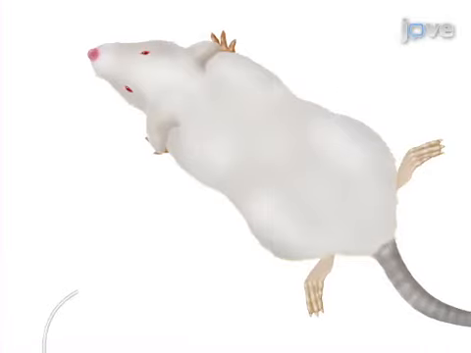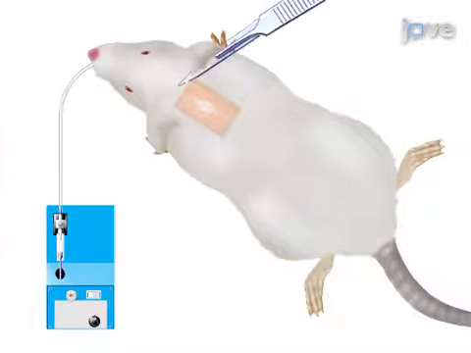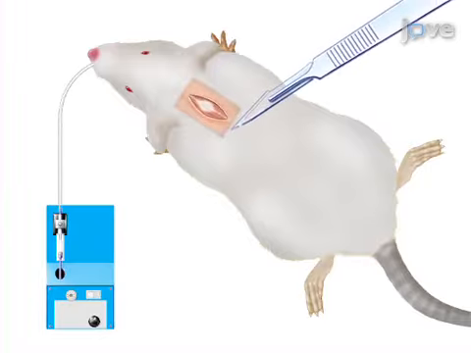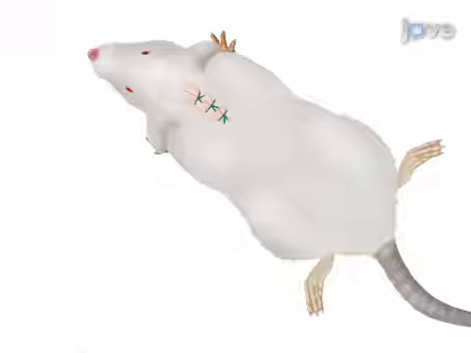The second step is to anesthetize the animal, then intubate it and connect it to a rodent ventilator. Next, the spinal cord is exposed and the cervical spinal injury is induced. After sewing up the animal, the anesthesia is removed and appropriate post-surgical care is provided.